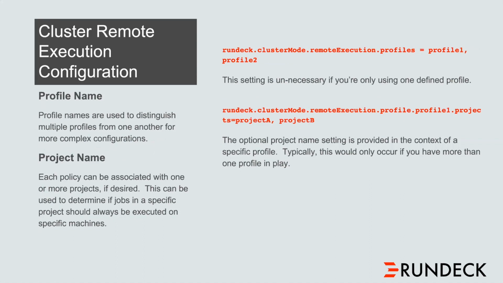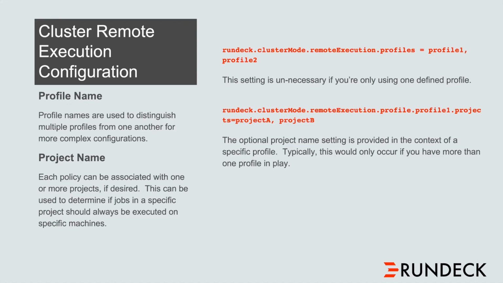Profile name is really only needed if you're going to have more than one profile. So if you don't do any remote configuration stuff in your Rundeck config, you have the default profile. If you put in just a single set of settings, you're updating the default profile, but there's still only one profile. But if you wanted, as I described in my earlier example, to have jobs in your Ansible projects go to your Ansible Rundeck server, that would be one profile.